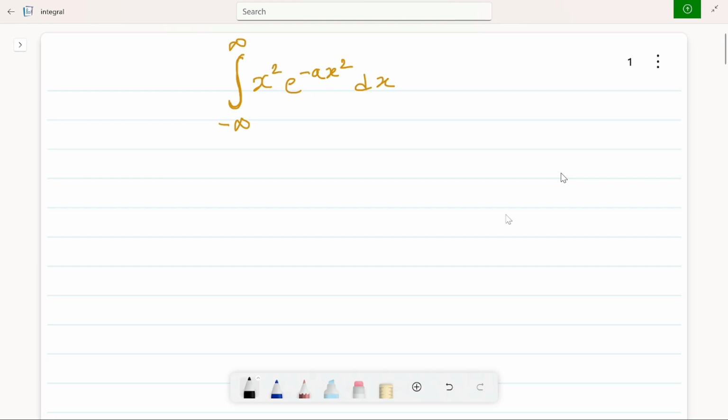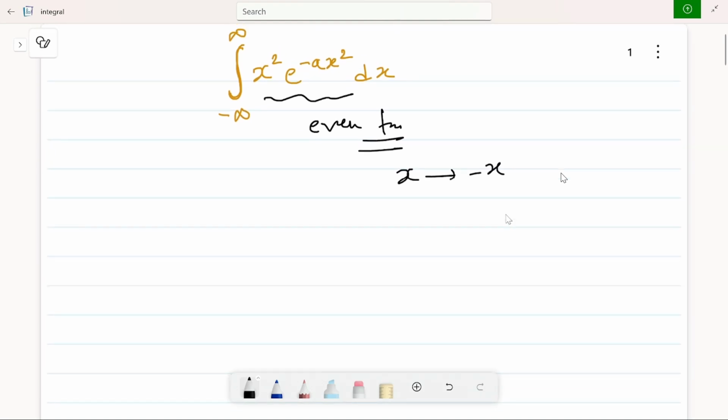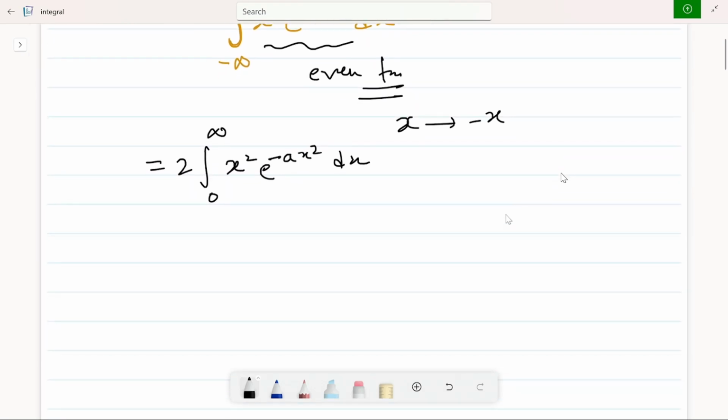this integral. Notice that the integrand that we are using is actually an even function. That is because if we replace x with minus x, nothing changes, right? So I can use the property of definite integral and write this integral as 2 times the integral from 0 to infinity of x square e to the power minus ax square dx. Let us try to substitute.